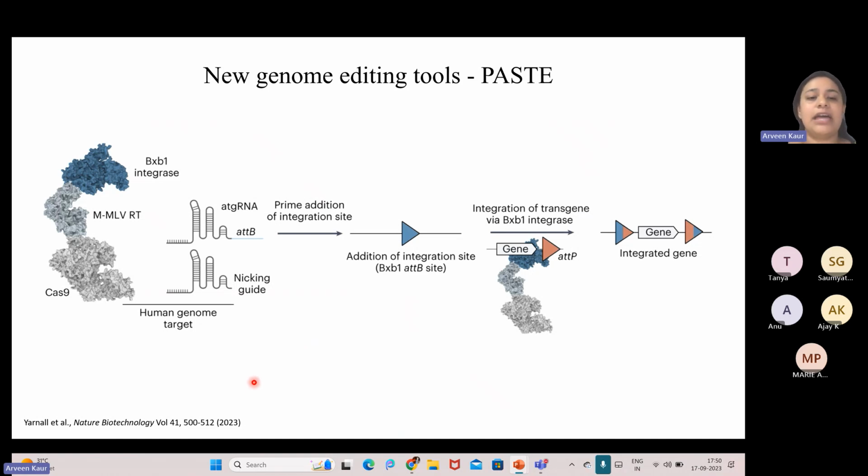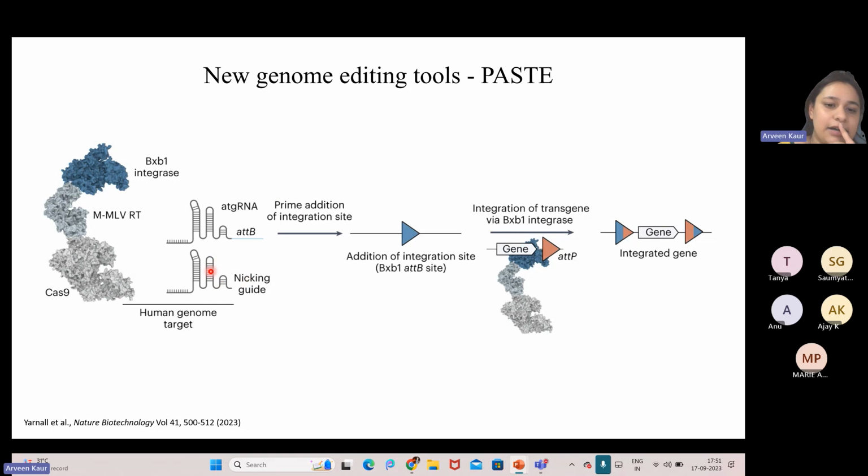So what they had done was that they had basically taken again a Cas9 nickase. So this protein that you can see is a Cas9 nickase. It has been fused with an integrase. Now this integrase is named BXB1 integrase, right? Along with this, there are other things that they have taken. One is a human genome target, right? So this target is within a human cell maybe, right?